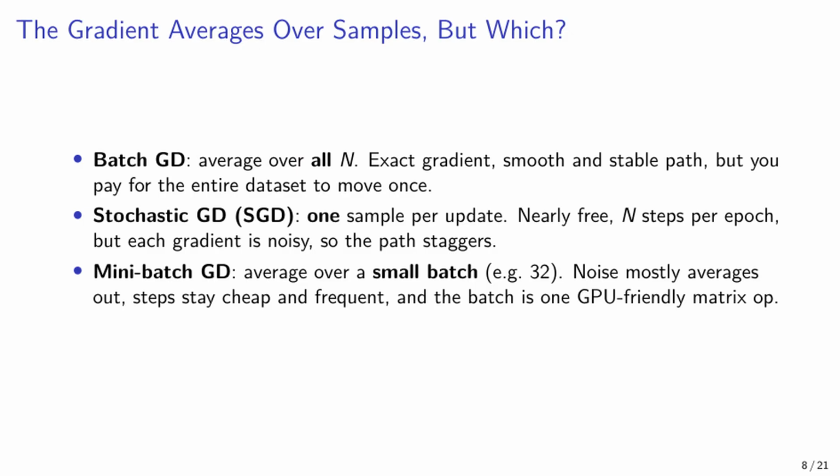Third, mini-batch gradient descent, the compromise everyone actually uses. Average over a small batch, say 32. Most of the noise averages out. The steps stay cheap and frequent, and the batch is one GPU-friendly matrix operation.